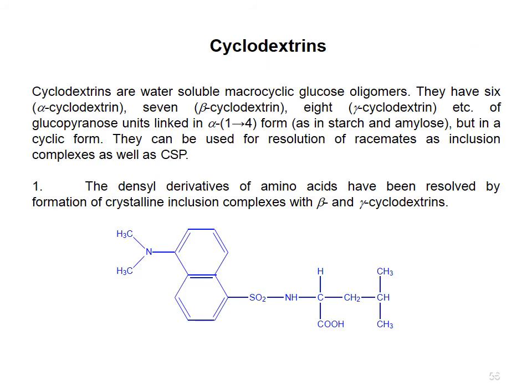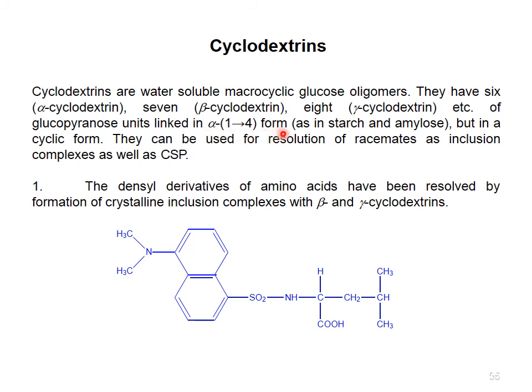Then cyclodextrins are water soluble macrocyclic glucose oligomers. They have 6 for alpha cyclodextrin, 7 for beta cyclodextrin, 8 for gamma cyclodextrin glucopyranose units linked in alpha 1,4 form as in starch and amylose, but in a cyclic form. They can be used for resolution of racemates as an inclusion complex as well as CSP.